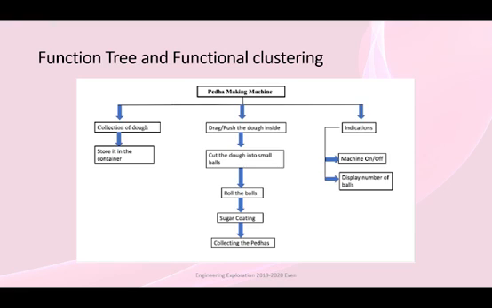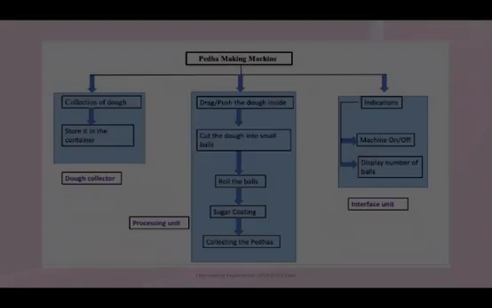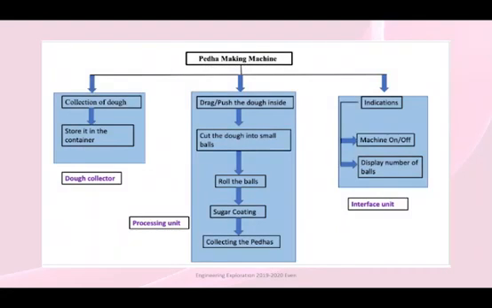Coming to the third branch, that is the indications, we have 2 indications. One is the indication of the machine, that is on and off, then display the number of balls. Coming to functional clustering, we have classified the function tree under 3 clusters. Cluster number 1 is the dough collector, cluster number 2 is the processing unit, and cluster number 3 is the interface unit.